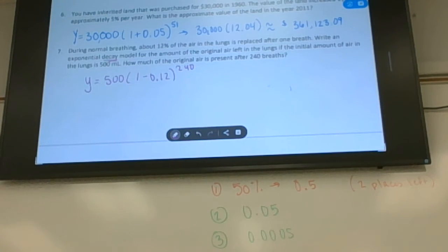So what we're saying is, you walk by a gasoline pump and you breathe in gasoline. You got a little bit of gasoline in your lungs. What we're saying is 240 breaths later, how much of that gasoline is still there? You get it? There's still a little lingering trace of that gasoline there, because every breath only cleans 12% out. So we didn't get 100% of the gas out after just one breath.